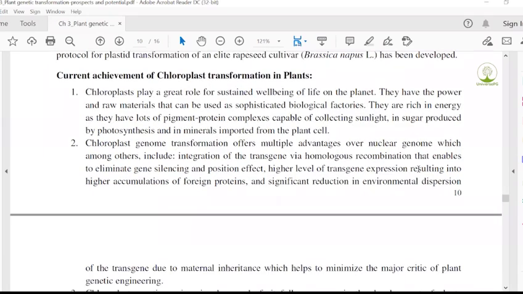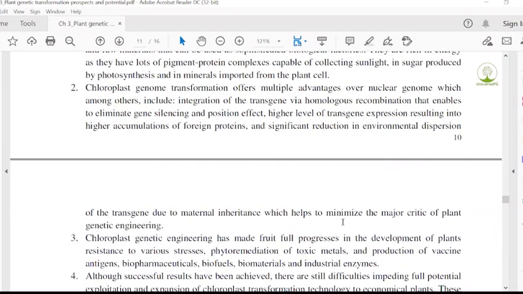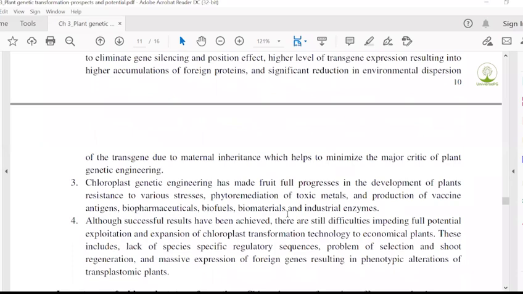Chloroplast genome transformation offers multiple advantages over nuclear genome transformation, which among others include integration of the transgene via homologous recombination that is able to eliminate gene silencing and position effect, a higher level of transgene expression resulting in higher accumulation of foreign proteins, and finally, significant reduction of environmental dispersion of the transgene due to maternal inheritance, which helps to minimize the major critique of plant genetic engineering.